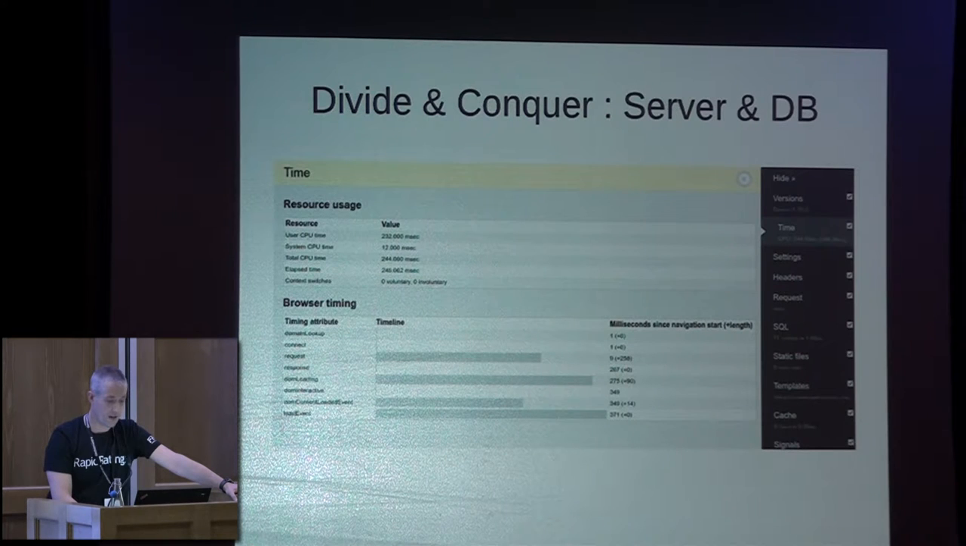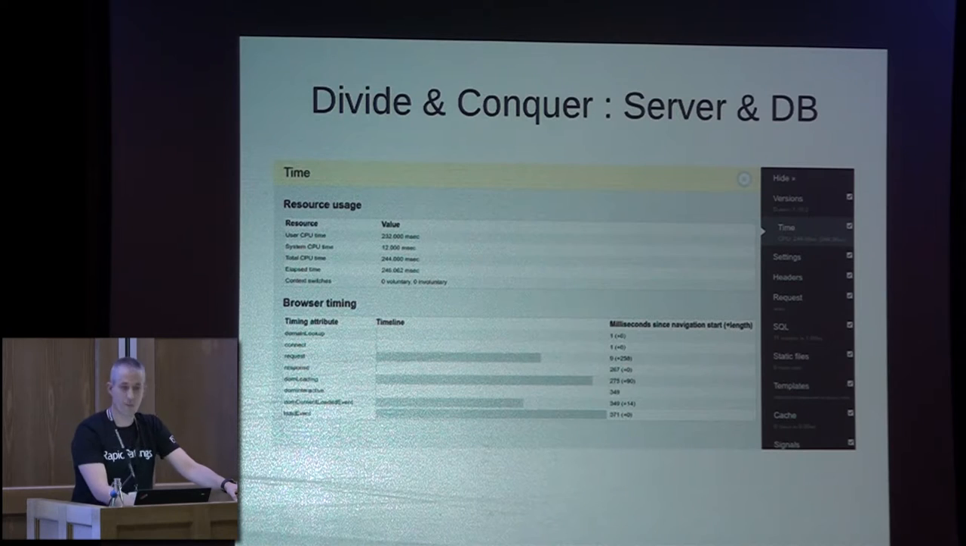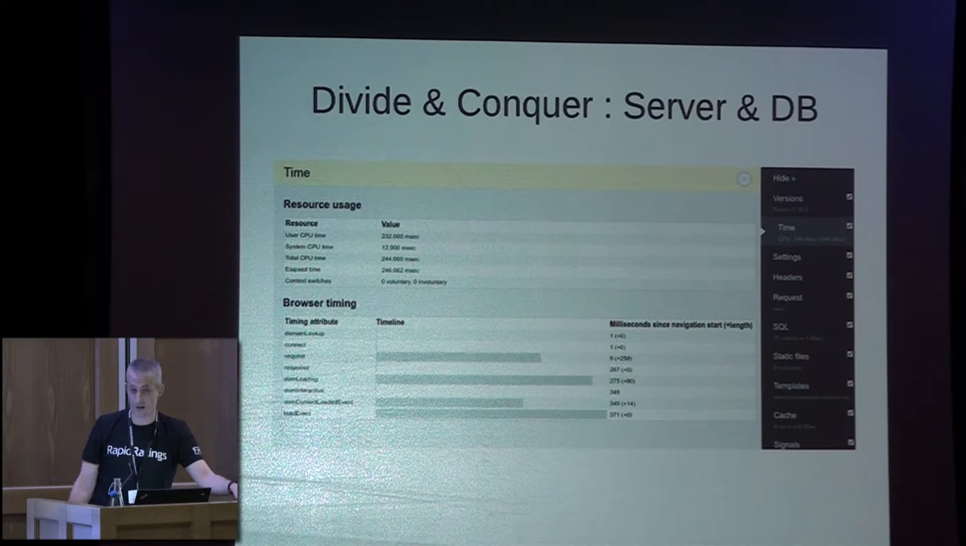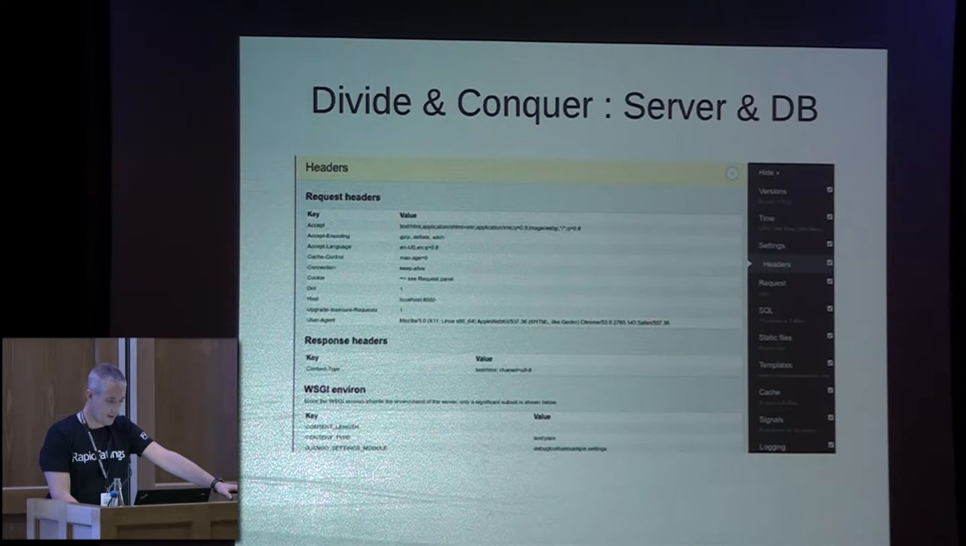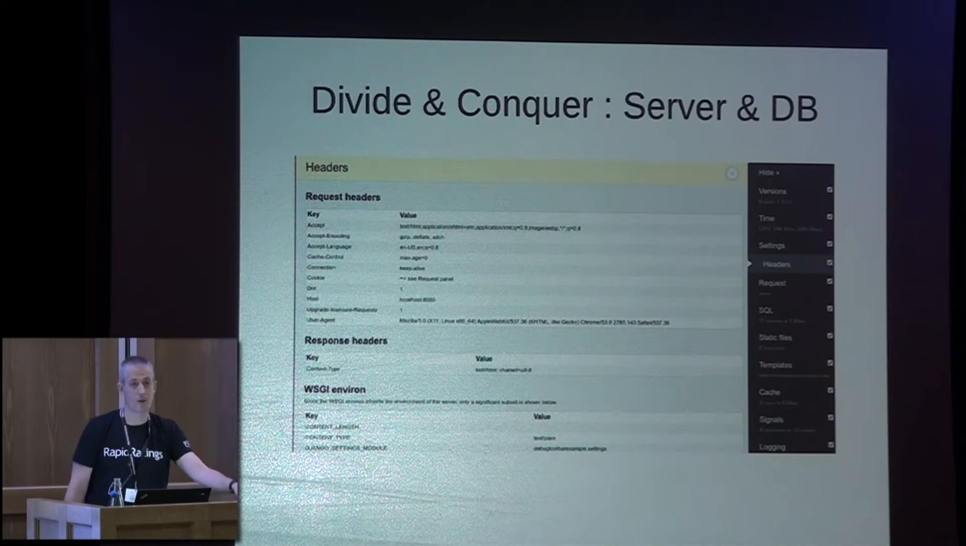So first of all, if I hit time, you can see exactly how much CPU time it's used. You can even see a very primitive version of the browser's breakdown of time. And there are some optional extras you can install on this that will give you even more of that data. But frankly, none of them are as good as the browser's built-in tools at this stage. Next one is headers, all of the HTTP headers, both request and response.